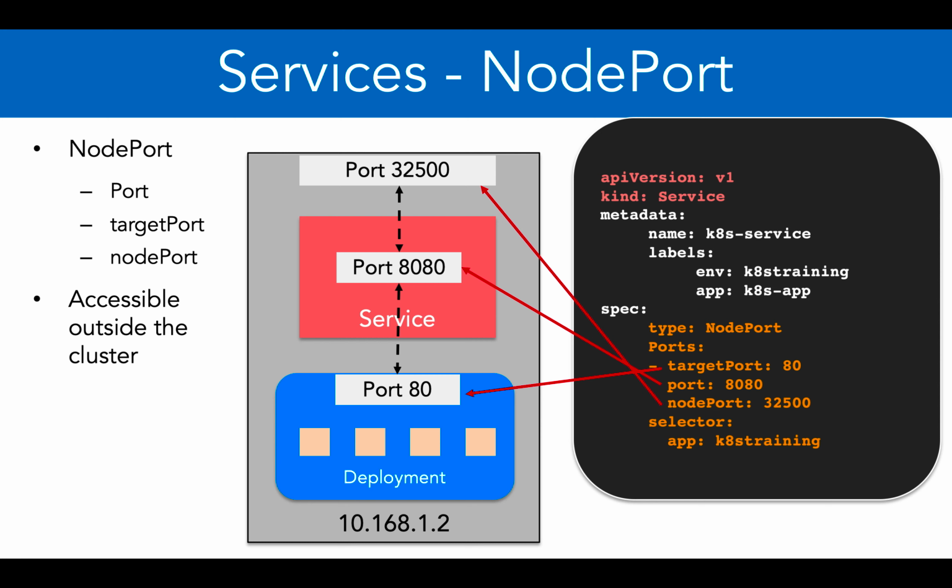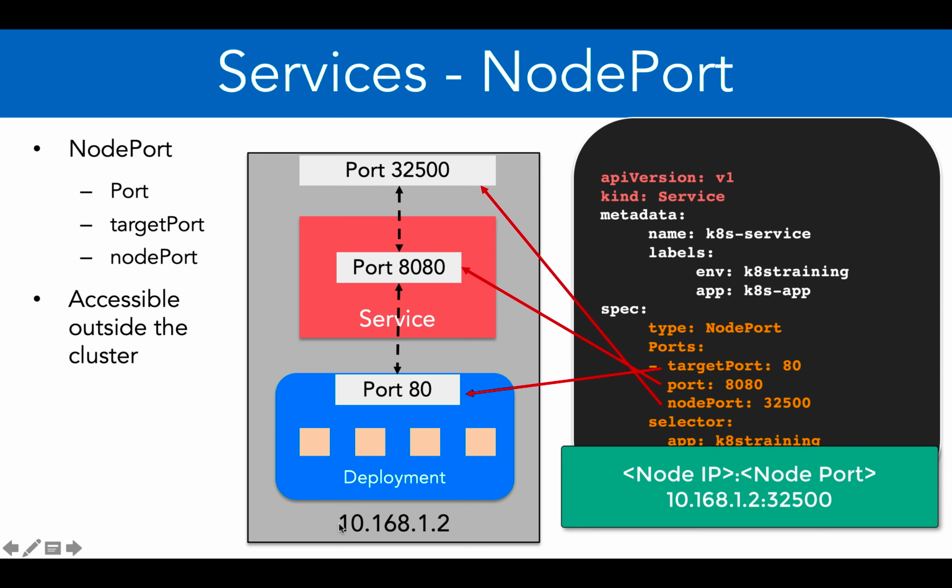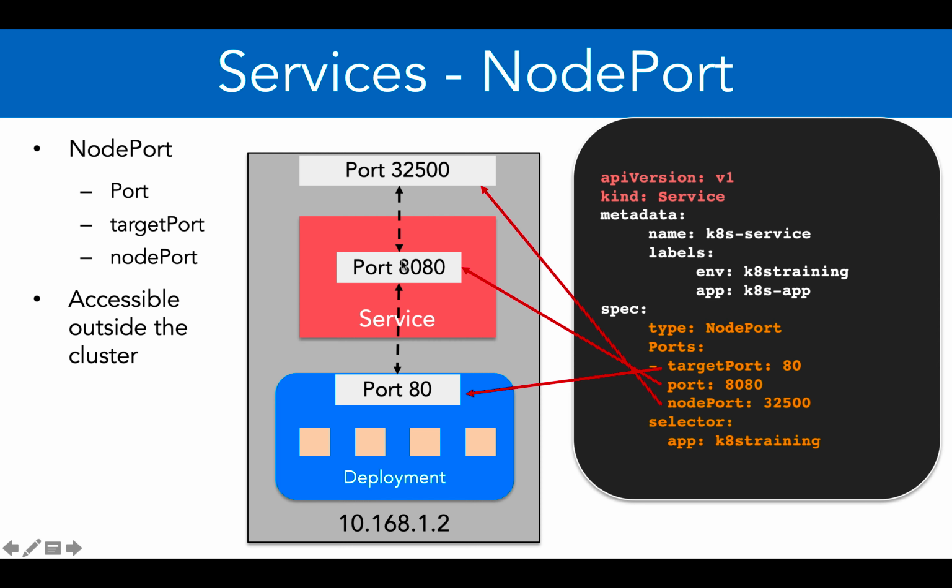Now, using node port, the application can be accessed outside of the cluster as long as the node or the host has a public IP. So how do you access this particular application which you have deployed using the service? You mention the node IP, which is 10.168.1.2, colon the node port 32500. It will take your request from this port to the service port, and the service will take your request to the actual application or container port.